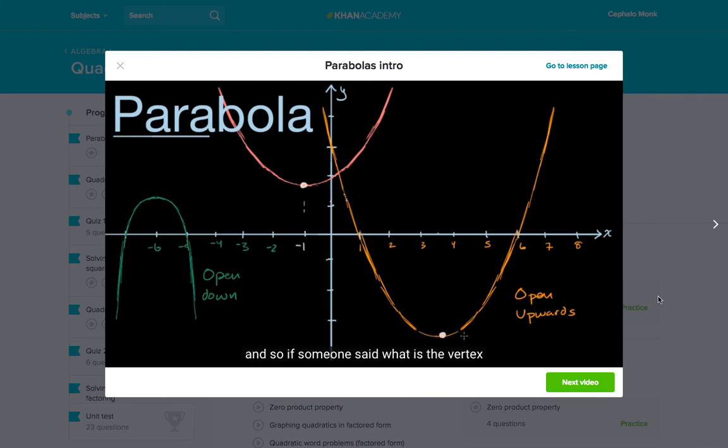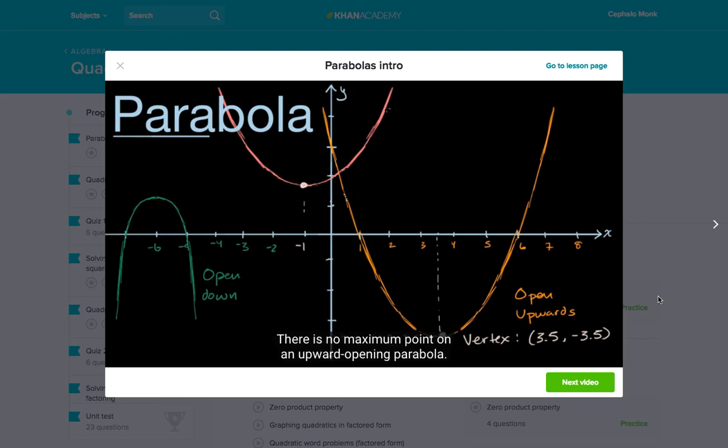And so if someone said, what is the vertex of this yellow parabola? Well, it looks like the x coordinate is 3.5. It looks like the y coordinate is about -3.5. And once again, once we start representing these things with equations, we'll have techniques for calculating them more precisely. But the vertex of this other upward opening parabola, it is the minimum point. It is the low point.